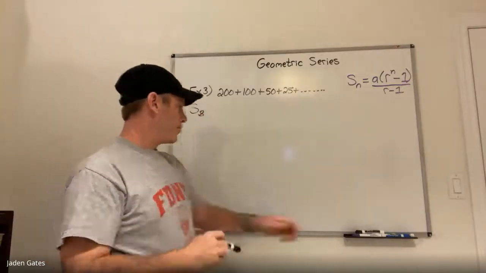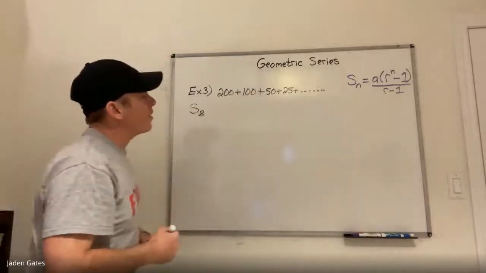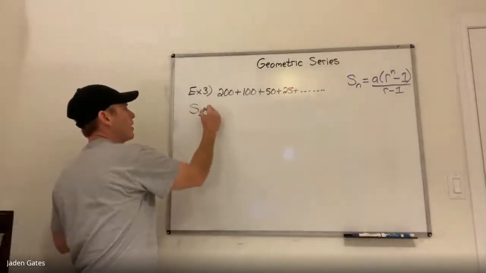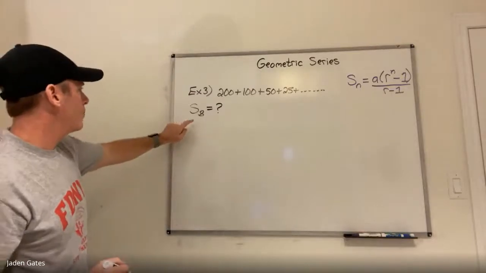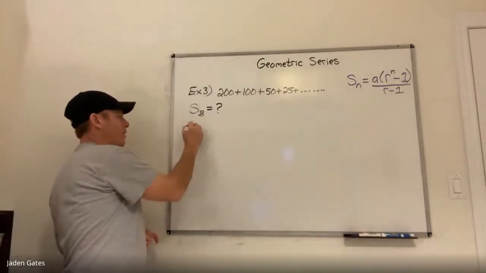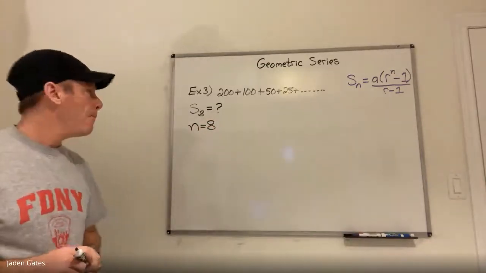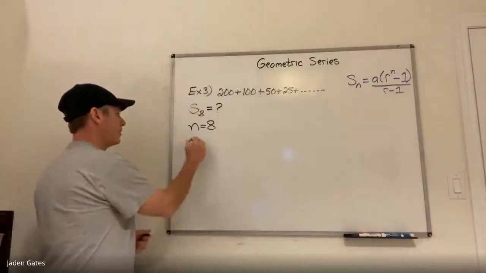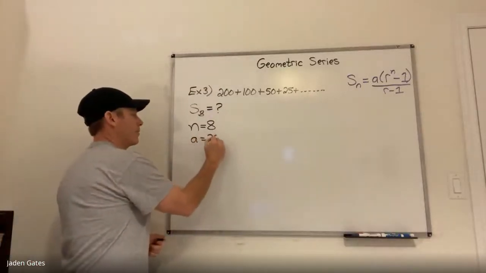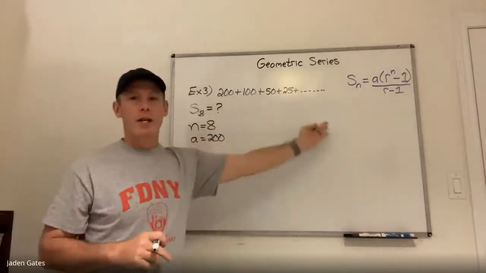All right, so again, we've got to find our values there. We know we're looking for S of 8. So I'm looking for the sum of the first 8 terms, which means my n has to be 8. A, again, is always the easiest one, right? It's the first term, 200.